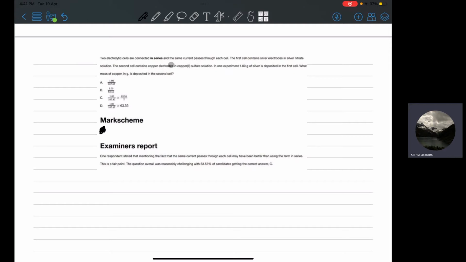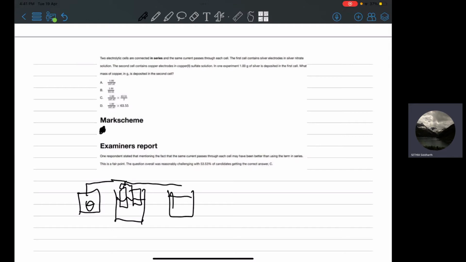So it looks something like this. You can imagine you have a battery over here. It's connected to one cell. This is a very bad drawing of a cell. It's connected to one cell, and then it's also connected to another cell. Both of these cells have different species in them. So this one has copper 2 sulfate, and this one has silver nitrate. Hopefully that makes sense.